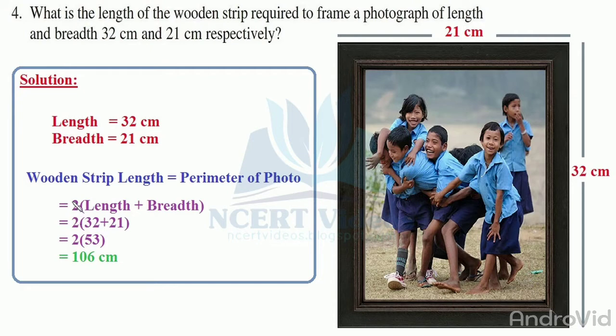So this is twice into length plus breadth, the same formula, twice into addition of 32 plus 21 gives you 53, and when we multiply it with 2, it gives you 106. That is 3 2s are 6 and 5 2s are 10. So 106 centimeter is the required length.